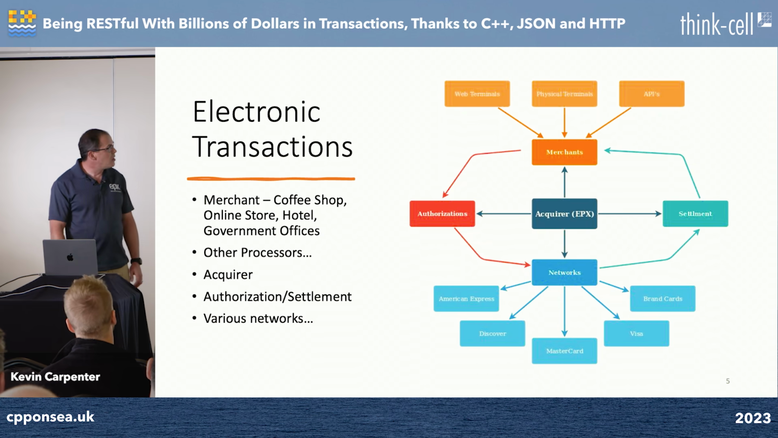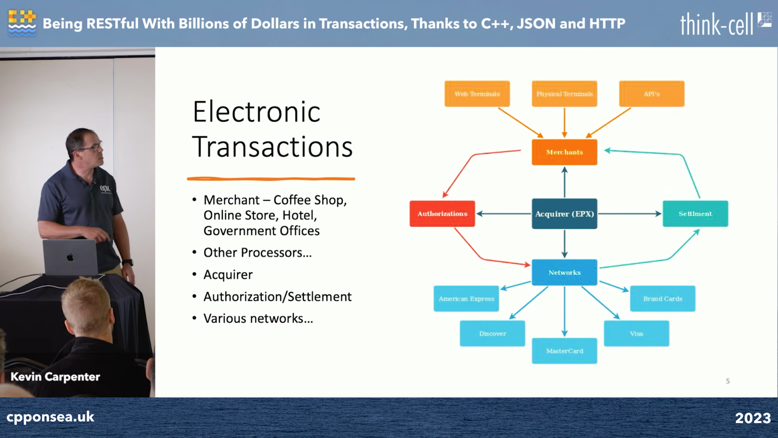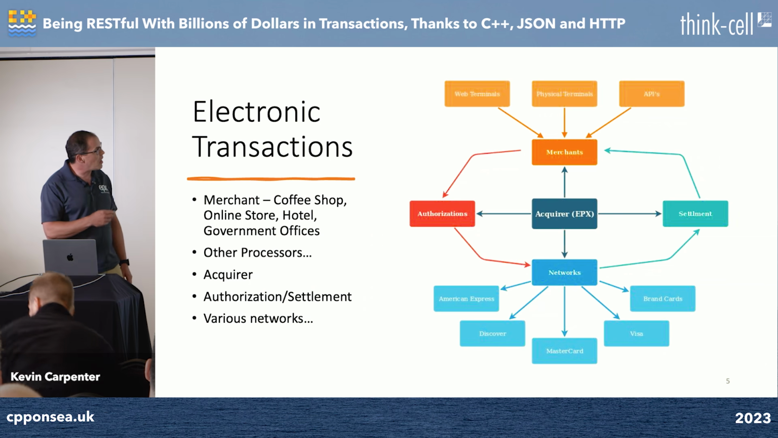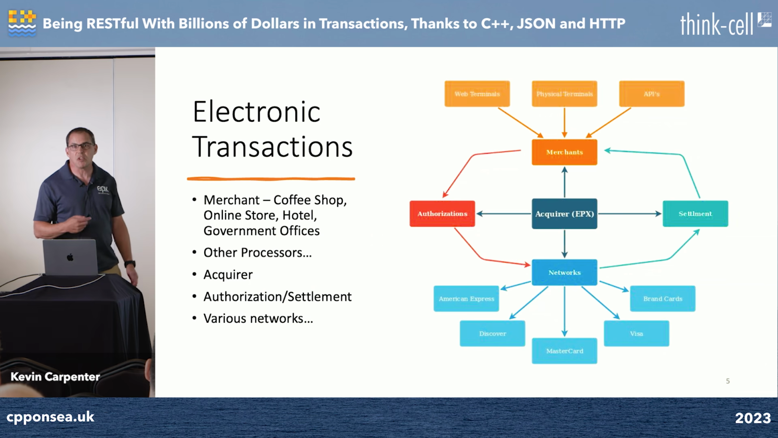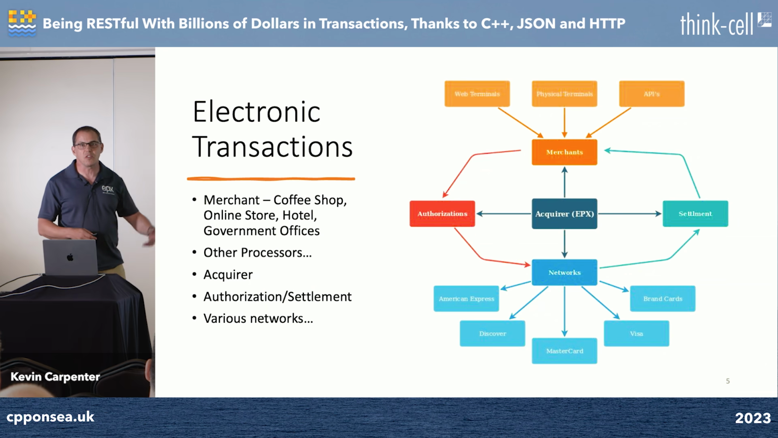All right, so we're in the middle there where it says acquirer or EPX. This is a map of the way transactions work. At the top, we have web terminals or physical terminals, and the API is the part that we write. That's what a merchant uses. If you're on a web shopping site, that's a web page, you put your credit card in, and it talks to an API. Or if you're at a coffee shop and you tap, that goes to a credit card terminal, and it still comes to an API.